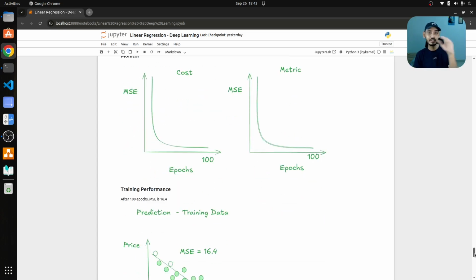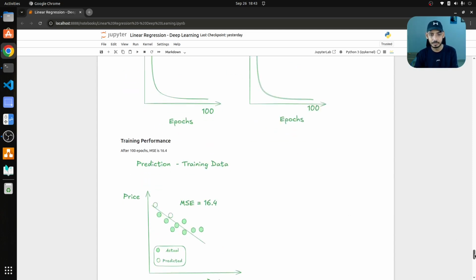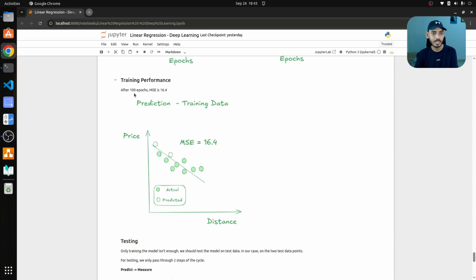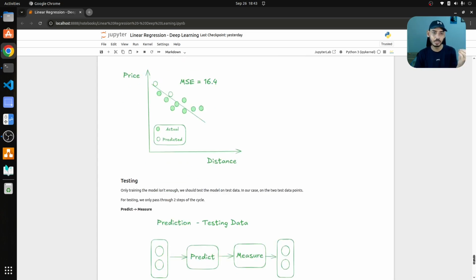While we are training for 100 epochs, we have to notice, as the epochs increase, whether the MSE is decreasing or not. In our scenario, both cost and metric look similar, and it reduces as we train for 100 epochs. After 100 epochs, for training performance we see an MSE of 16.4. Once we have trained the model, we store it, and then predict for the 2 test points that we discussed earlier.